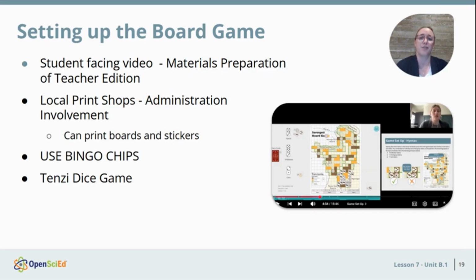The materials list for the Serengeti board calls for 1-inch poker chips. I really recommend that you purchase 1-inch bingo chips instead. They're a much better size and they work better with the checkerboard size of the game board. Lastly, purchase 1 Tenzi dice game. You can Google Tenzi dice game. It comes with different colored dice, enough for 6 game boards, and it's easily found on Amazon.com or at Walmart.